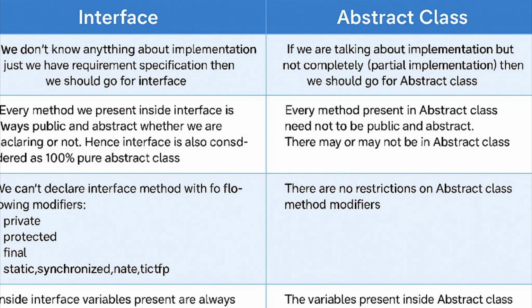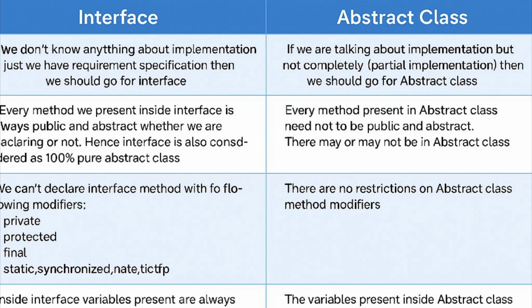Point 3. Method modifiers. Interface methods have strict rules. They can't be marked as private, protected, final, static, synchronized, or similar modifiers. All methods are by default public and abstract. In contrast, abstract class methods are much more flexible. You can use any access modifier and even mix abstract and concrete methods however you like.